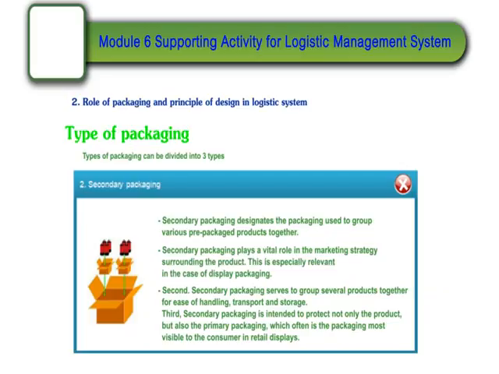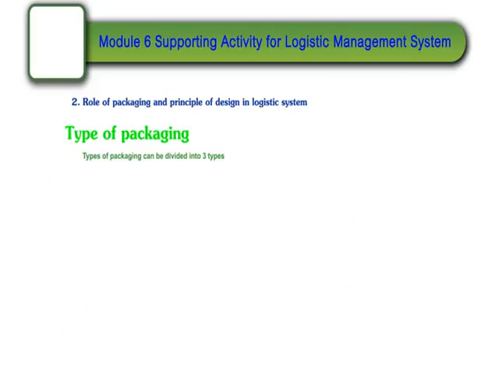Second, secondary packaging serves to group several products together for ease of handling, transport, and storage. Third, secondary packaging is intended to protect not only the product, but also the primary packaging, which often is the packaging most visible to the consumer in retail displays. The most common examples of secondary packaging include cardboard cartons, cardboard boxes, and cardboard or plastic crates.